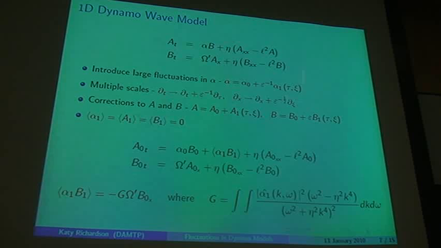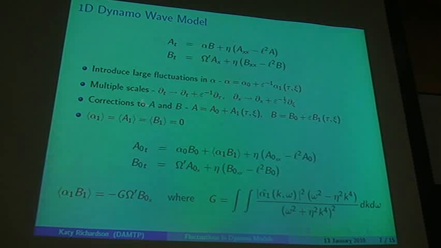So to introduce large fluctuations in our alpha effect in this model, we split alpha into its mean and fluctuating parts in a similar way to the derivation of the mean field theory. Here I use a subscript 0 to denote the mean part and the subscript 1 to denote the fluctuating part. And our fluctuations are on time and space scales tau and xi. We also introduce this small parameter epsilon, and then we make this 1 over epsilon to make sure these fluctuations are large.